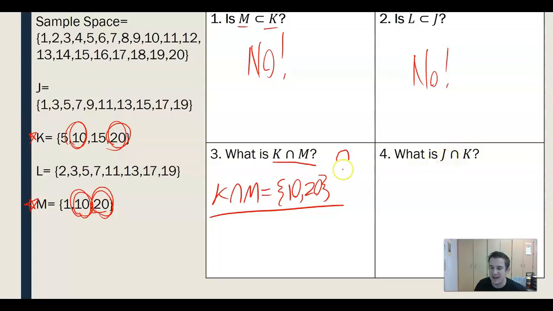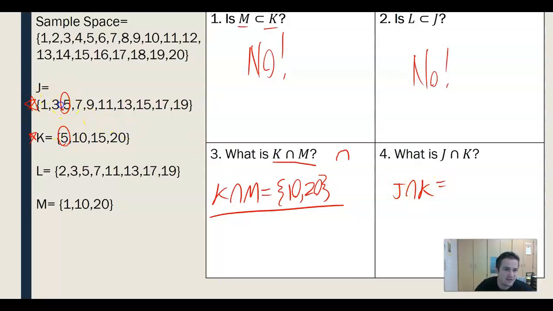Okay, how about J intersect K? So let's now look at J and K. So I want to find the numbers that are in common between the set J and K, the numbers that are in both J and K. That's what an intersection means. J intersect K. So let's look here.